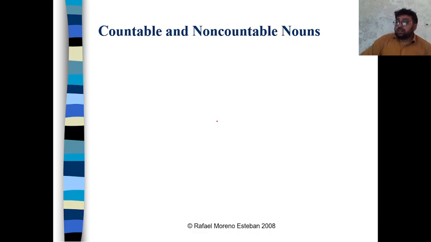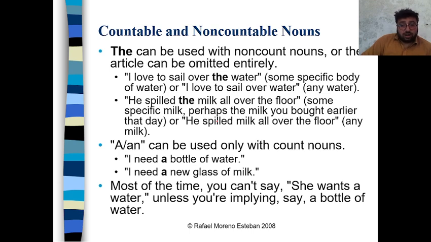Countable and non-countable nouns. Now we can use the with countable nouns. Now how are we going to use it with non-count nouns? Okay, if we are unable to count nouns, or we don't count them, we can use the with it, or the article can be omitted entirely, or we can just remove it from there. Okay, like I love to sail over the water. Now whenever you say the water, it means some specific body of water, like it could be the Caribbean or the Arabian Sea or the Atlantic or something like that. So you should know that when you're using it with the water. Yeah, I love to sail over water. Now it means any water, you just love to sail. Okay, you're not specifying something.